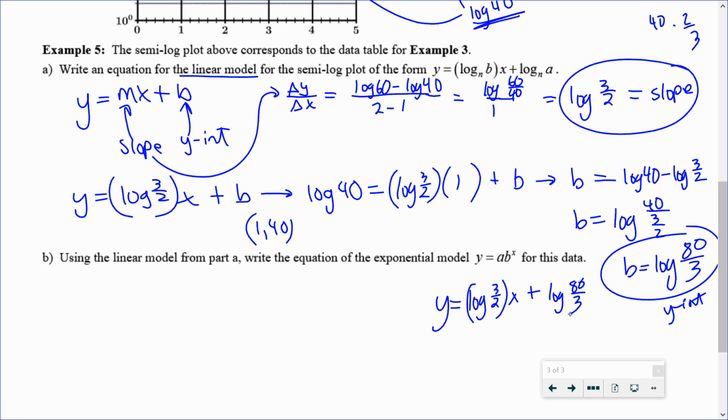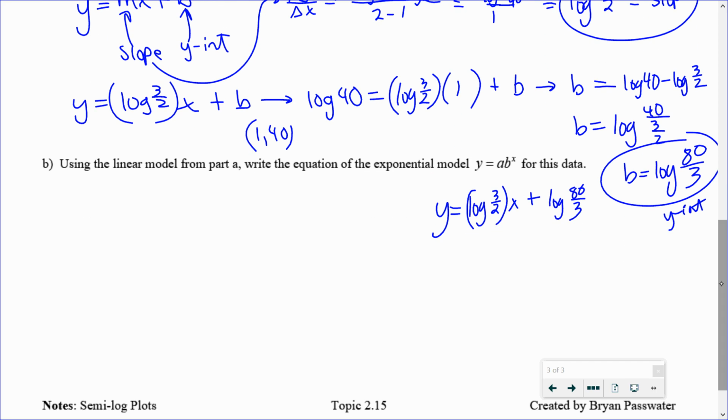All right, so now, this last little part, it'll be pretty simple, but we're trying to figure out y equals a times b to the x. I want to know what a and b were, okay? So if you have the equation of that line, the a, remember that's your initial value. Which of these things, the slope or the y-intercept, which of them is your initial value? The y-intercept. So I'm telling you that the initial value is log of 80 over 3.